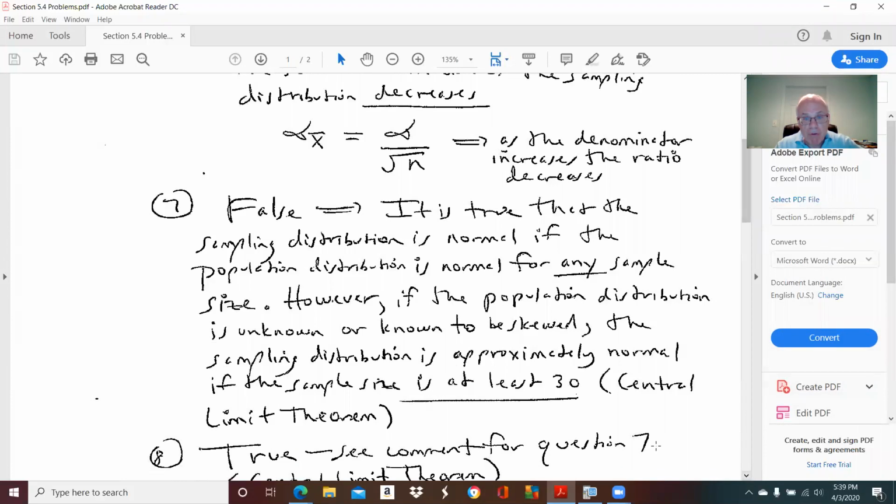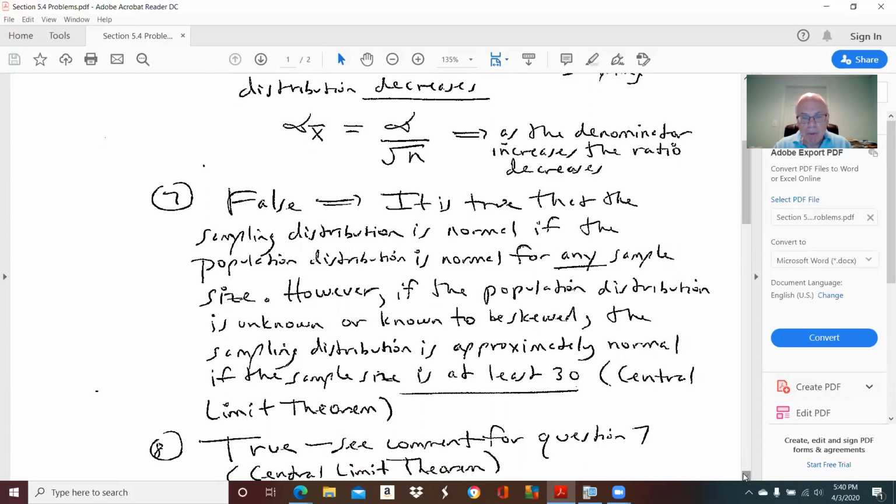Number 7, this is also false. It said something like the sampling distribution is only normal when the population is normal. No. The central limit theorem says that if the population distribution is unknown or known to be skewed, the sampling distribution is approximately normal if the sample size is at least 30. So it is true that the sampling distribution is normal if the population distribution is normal at any sample size. That's true, but it's not the only way the sampling distribution is normal. It could also be normal when the population distribution is skewed or unknown, but the sample size is at least 30. The central limit theorem says then you can use the normal distribution for the sampling distribution.